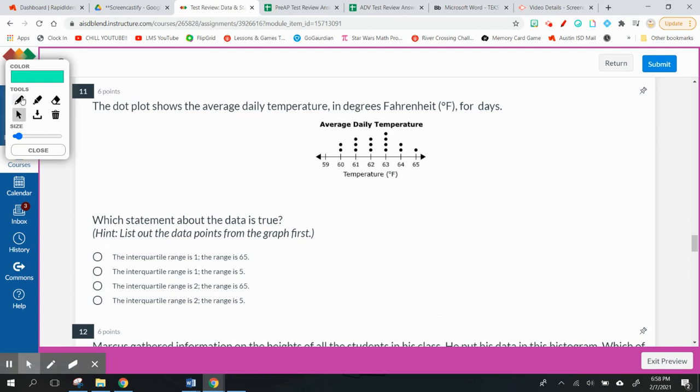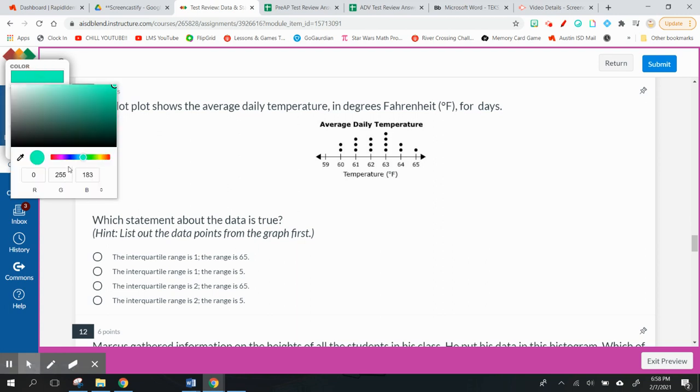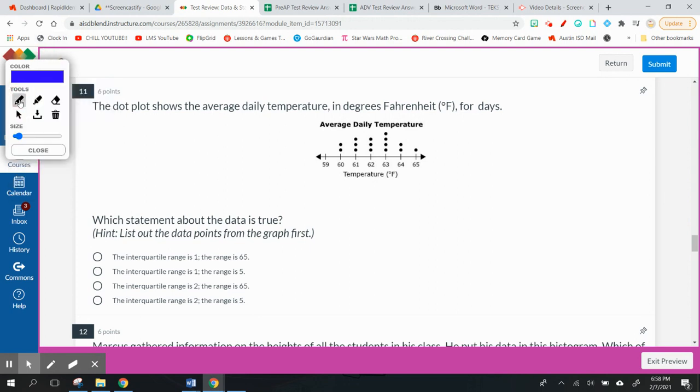All right, question number 11 is an interesting question because if we look at the graph and then look at the answer choices we have, we see that we're actually going to be working with two types of graphs in this scenario, or we at least need the background knowledge of two different graphs.